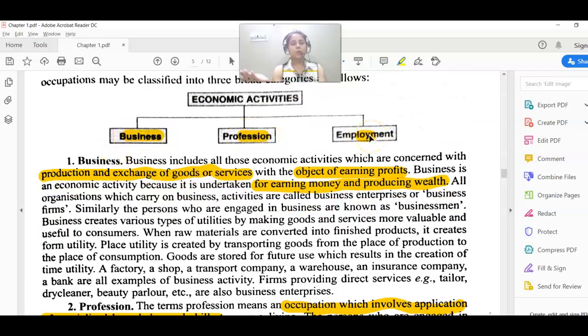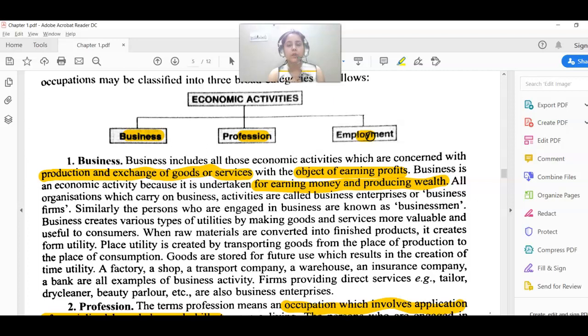We keep on saying economic activity, economic activity. What is economic activity? Economic activity is an activity undertaken by humans to create money or wealth. What kind of economic activity? It's further divided. So business, what is business?